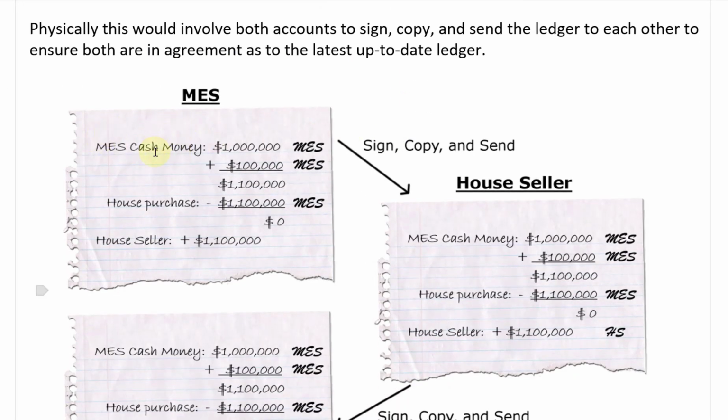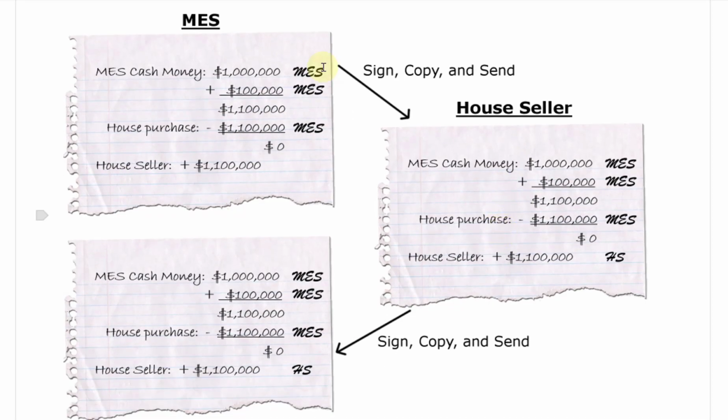So here's the MES cash money. We just sign the money printing here, 1,100,000, and then we sign the subtraction that we're buying this house, and then we send it to the house seller. Just copy and send, and then they sign off that they are okay with the money that they received, and we just give them the house.